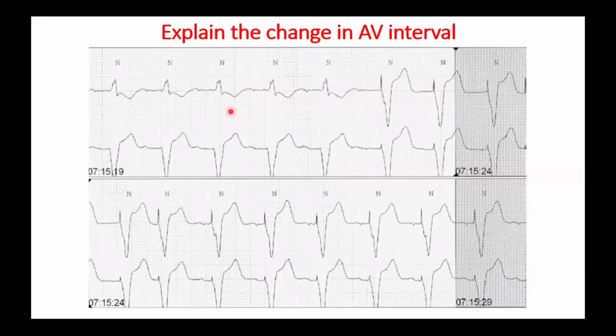This is an algorithm called AV hysteresis, which is used to minimize unnecessary ventricular pacing in case of intermittent AV block. The algorithm acts by prolonging the AV interval, and once ventricular activity is sensed, the AV interval is programmed at the higher value, and all these values are programmable.